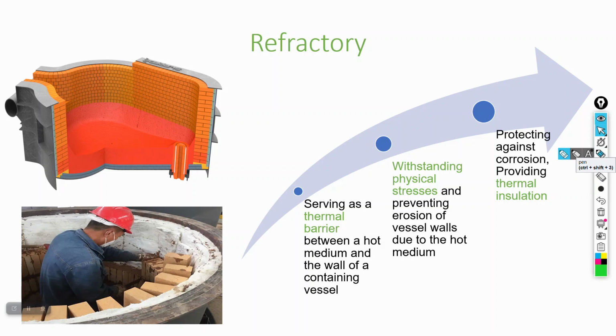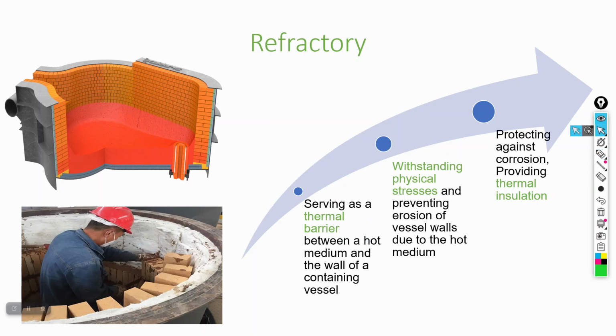The picture shows the design of the furnace, in which there is this layer of brick. This brick layer is called refractory layer. This is the hot medium where burning or high heat happens. This brick layer acts as an insulation between the hot medium and the wall of the vessel. So this is called refractory medium. This refractory serves as a thermal barrier between a hot medium and the wall of the vessel. It withstands all the physical stresses, thus preventing the erosion of the walls of the vessel. Generally it acts as a thermal insulation between the medium and the environment.